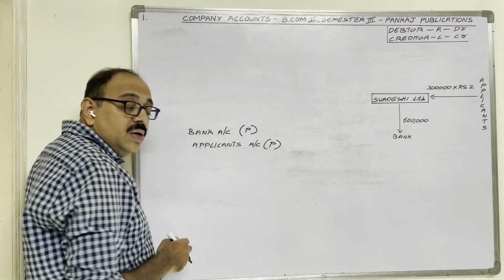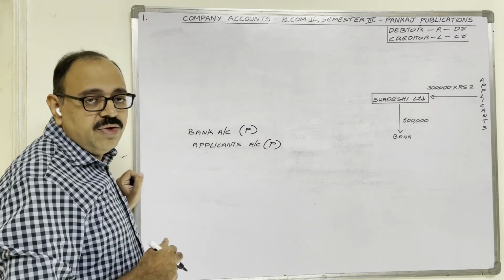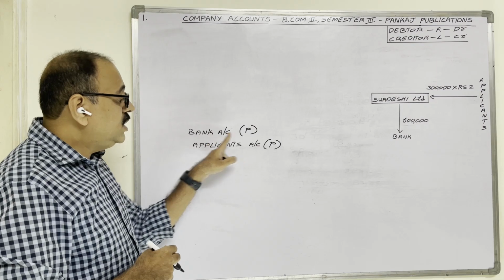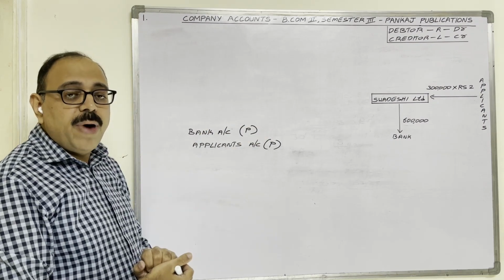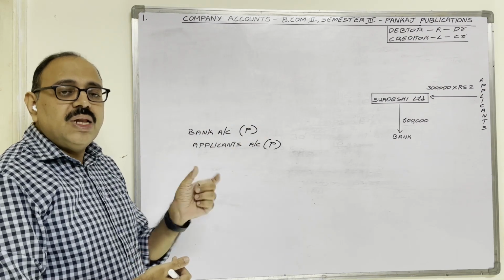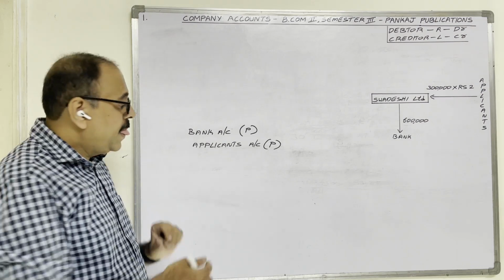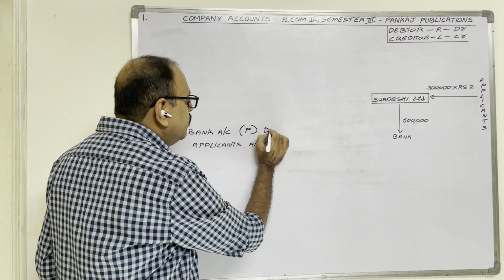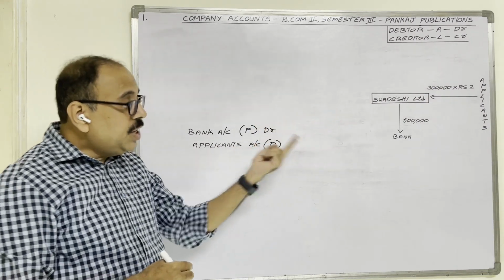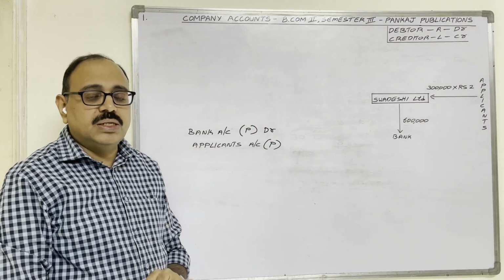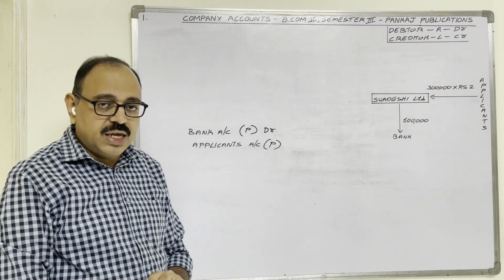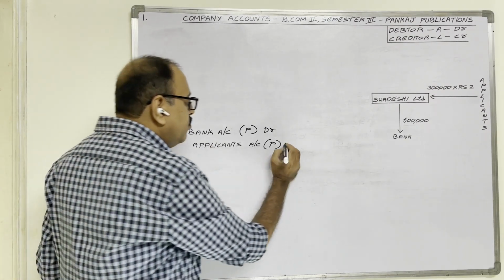Personal account rule: debit the receiver, credit the giver. Here, bank is receiving money from applicants. Bank is a receiver, so the first line is applicable, debit the receiver. Bank account we have to debit. Applicants are giving money to the company, which means they are givers. The second line is applicable, credit the giver. So applicant's account we have to credit.